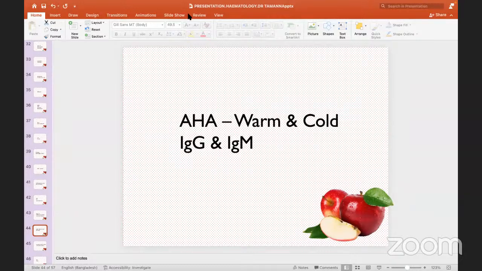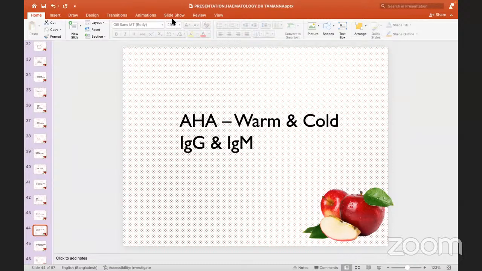So there are two kinds of autoimmune hemolytic anemia: one is warm, the other is cold antibody. Warm means IgG, cold means IgM. Remember, warm means the IgG variety. The warm variety is a little bit slow. The cold variety is fast because it is IgM. IgM is produced fast, so the cold variety is fast.